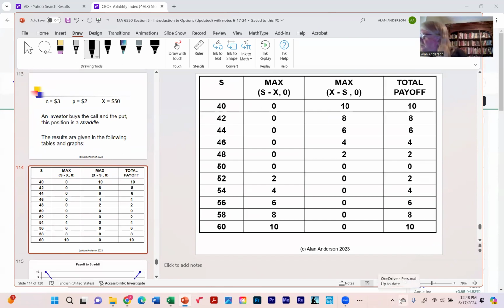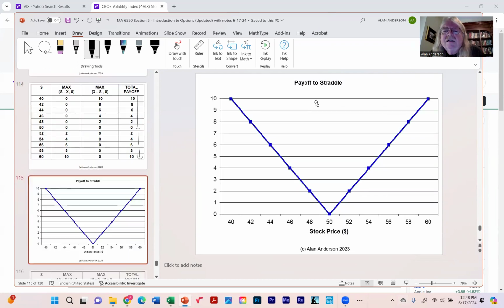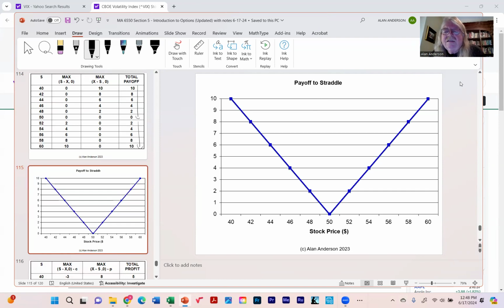It starts at 10 and it goes down to 0. And then it starts going back up again to 10. What is going on here? It's a big V. Now look at this. Is this even possible? Payoff is positive unless the price stays at 50. For all the other prices, the payoff is positive. Well, that sounds like a good deal to me.